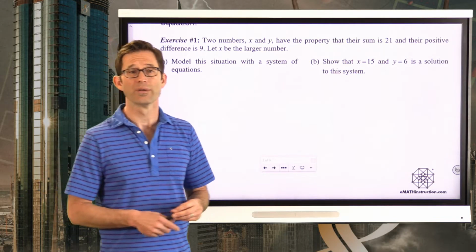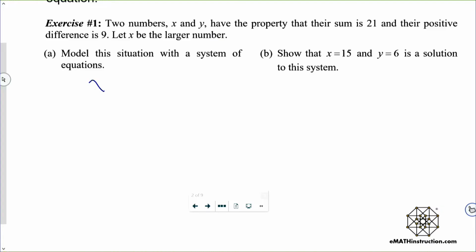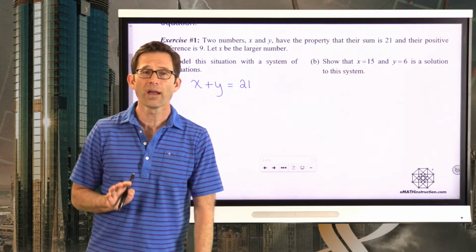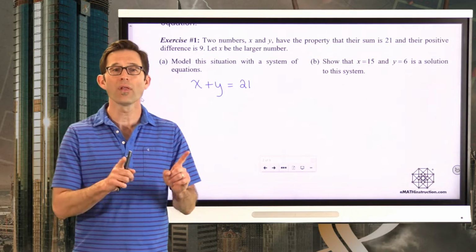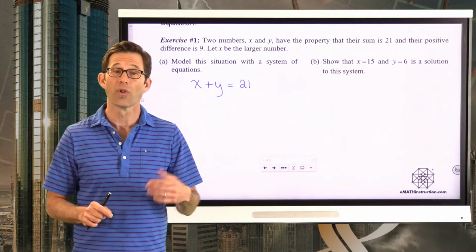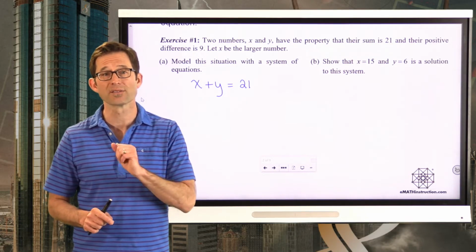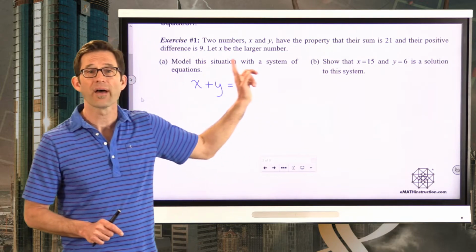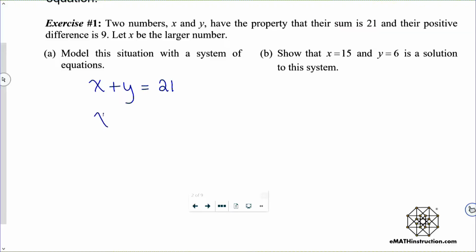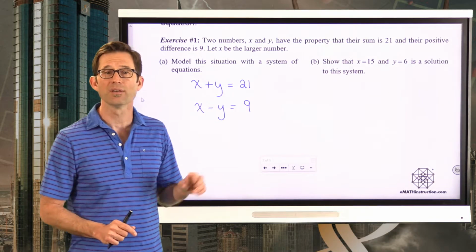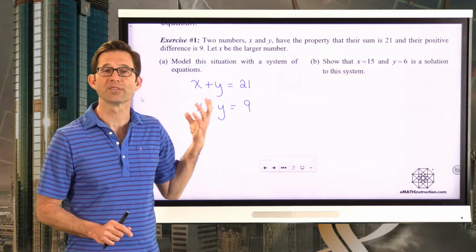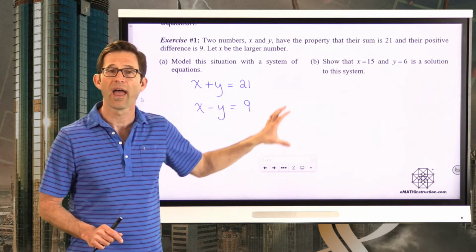Pause the video now and see if you can write down this system of equations. Well, the fact that their sum is 21 is very easy, right? For that, all I need to do is write down x plus y is equal to 21. Now, the fact that their positive difference is 9 means that when I subtract the smaller one from the larger one, I will get 9. If I did the smaller one minus the larger one, I'd get negative 9. Now we're told x is the larger number, so that means x minus y is equal to 9. Eventually, this is the kind of system we're going to want to solve by elimination, because in both cases, the two variables are on the same side of the equation. There are no variables hanging out on the other side.